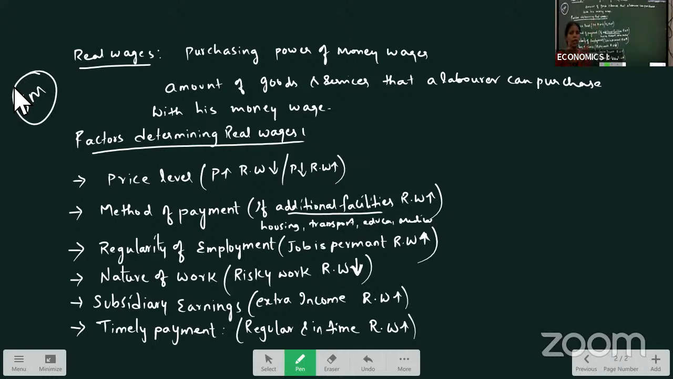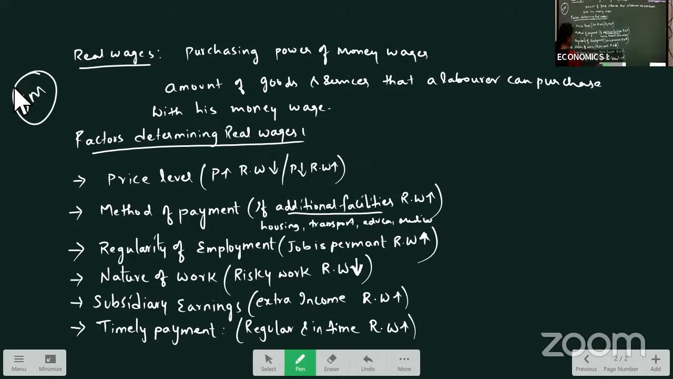First, tell me, what are real wages? Real wages are the purchasing power of money wages. That means how much amount of goods and services a laborer can purchase with his money wages. That amount of goods and services which he can purchase with his money wage is called real wages. So what are all the factors that are determining the real wages?